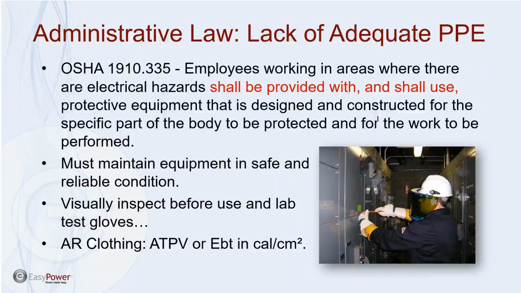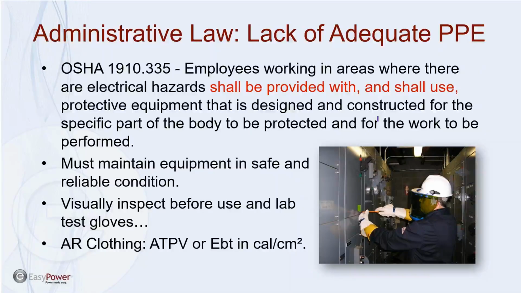The clothing is important. We need to know that the clothing has to have an ATPV or EBT in calories per square centimeter. So our thermal performance value is what you usually see on your arc flash clothing. If it says FR clothing and it may have a standard listed, an NFPA standard listed, that means it's fire resistant clothing. It is not rated for arc flash. So don't get into someone selling you fire resistant clothing when it's really not arc rated and you need it for arc rating. So that's an important thing.